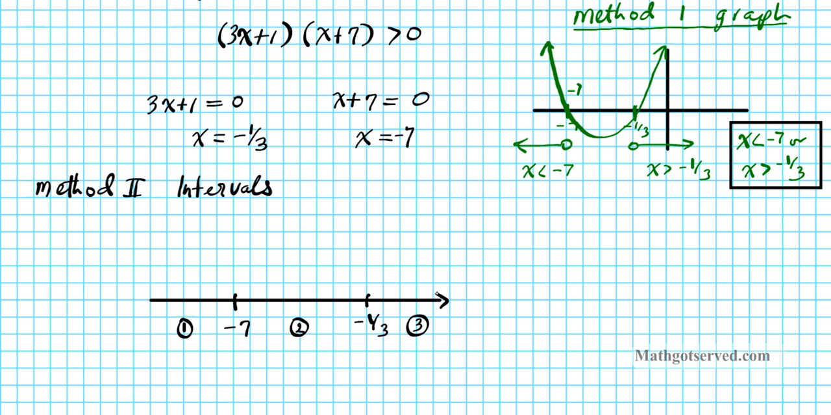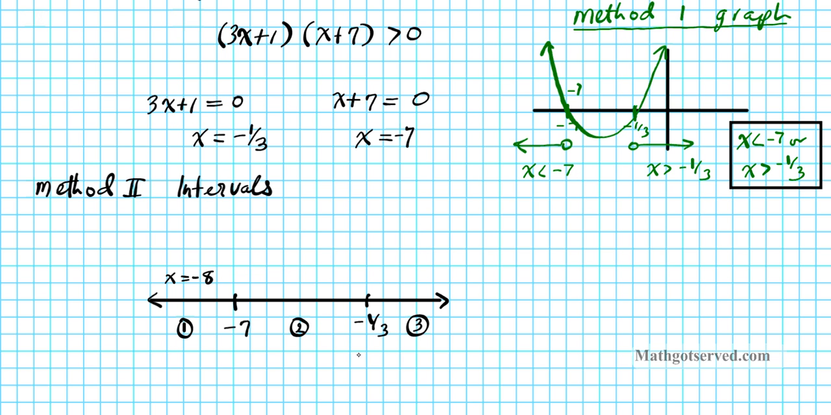Now, we're going to pick candidates that we're going to use to test to see if a certain region satisfies this inequality. Okay, so in interval 1, any value of x that's smaller than negative 7 will suffice. Okay, so how about we use negative 8? So interval 1, the candidate is going to be x equals negative 8.